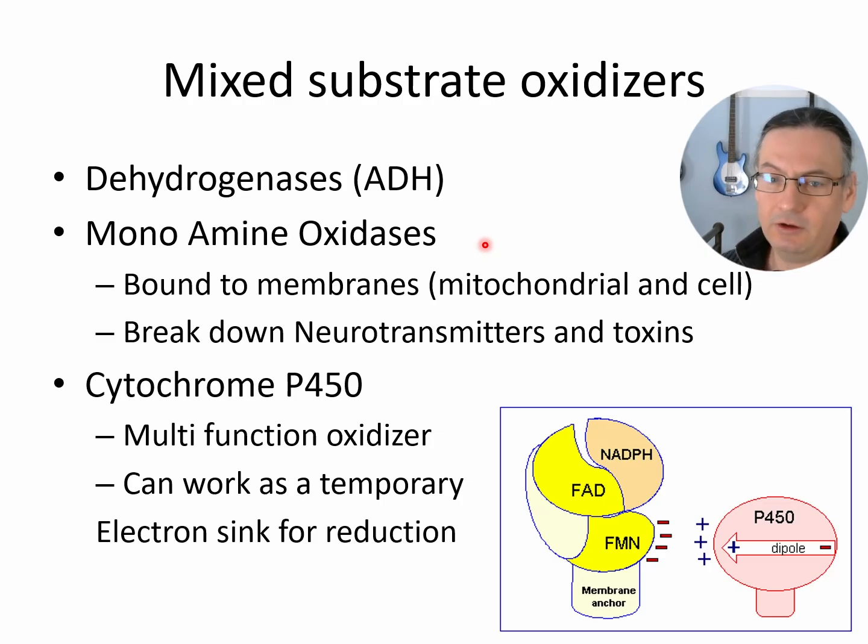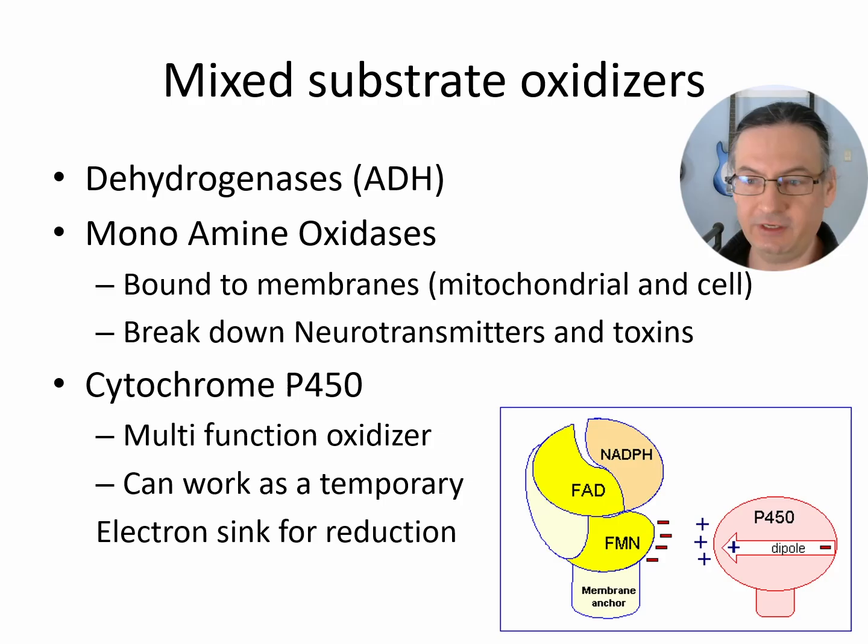Now, one of the classic multi-substrate oxidizers that you should definitely know about is cytochrome P450. Cytochrome P450 is going to get bound to a number of membranes, and it is essentially going to act as a kind of temporary electron sink. So it can get used for oxidation and then also for reduction to effectively transfer electrons back and forth.